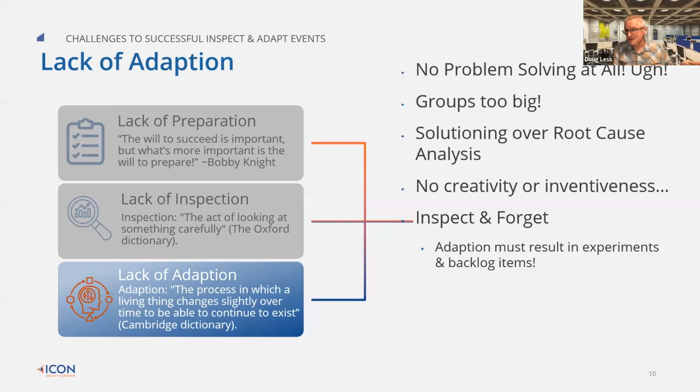Another one is no problem solving at all, right? You're never going to embrace relentless improvement if you don't inspect and adapt. Or I've seen it too, where it's late.